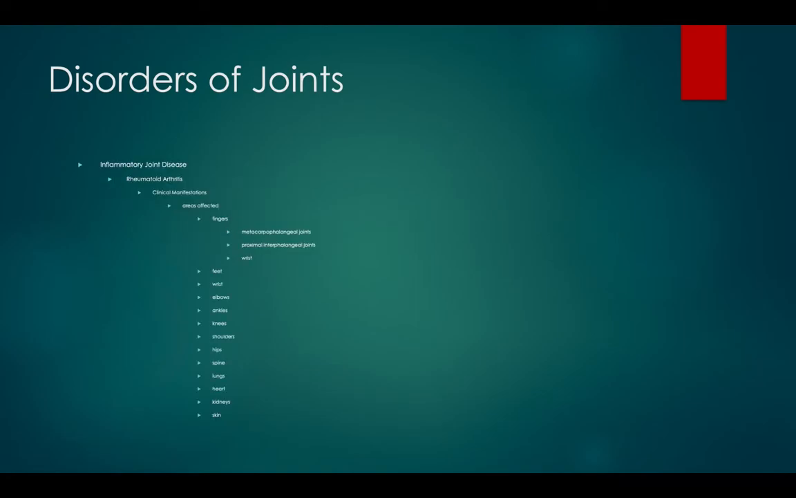Clinical manifestations, it depends on the area affected. You can get it in the finger joints and wrist, feet, elbows, ankles, pretty much all the joints in the body. Also, you can have signs and symptoms within the lungs, the heart, kidneys, and skin.